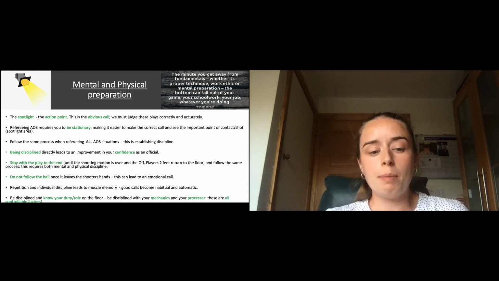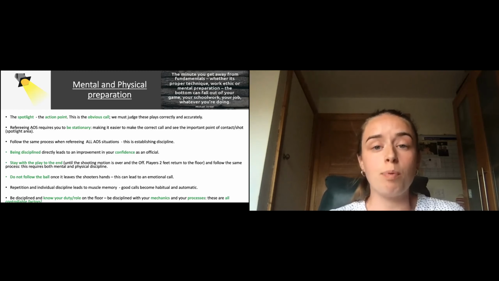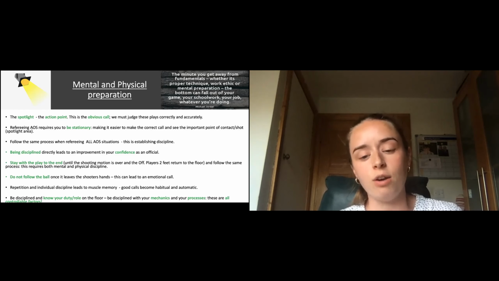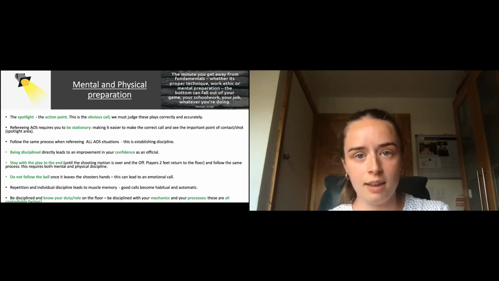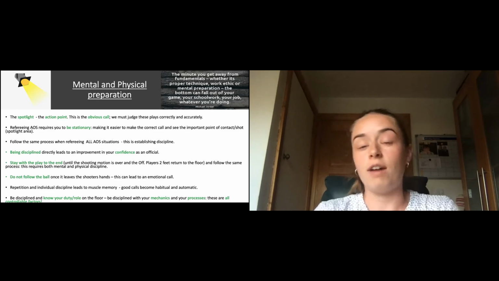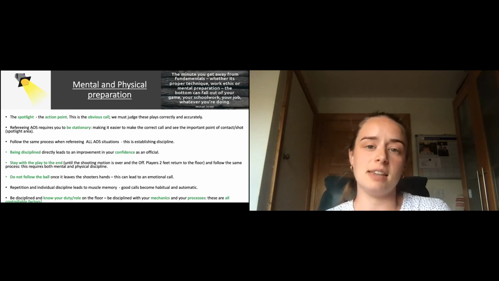Moving onwards, repetition and individual discipline leads to muscle memory. So it's the same thing. Practice doesn't make perfect, practice makes permanent. So if we practice the procedure correctly and if we do it over and over again, good calls in active shooting scenarios are therefore going to become habitual, they're going to become automatic, and therefore it's going to improve our refereeing and improve how consistent we are as a panel in applying these scenarios in active shooting.